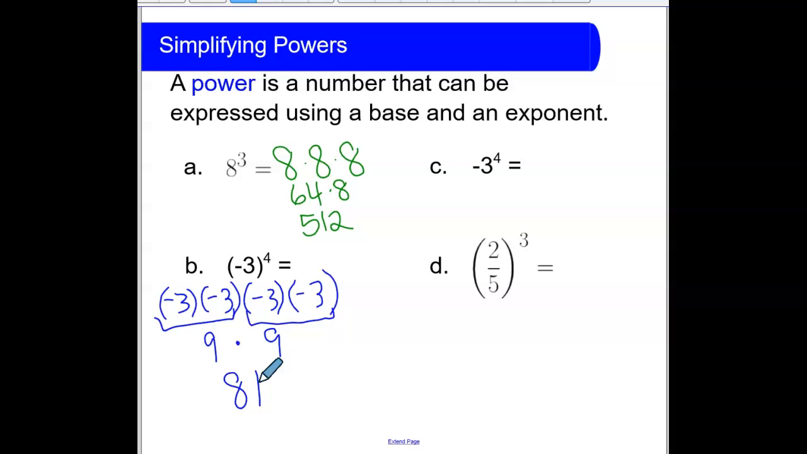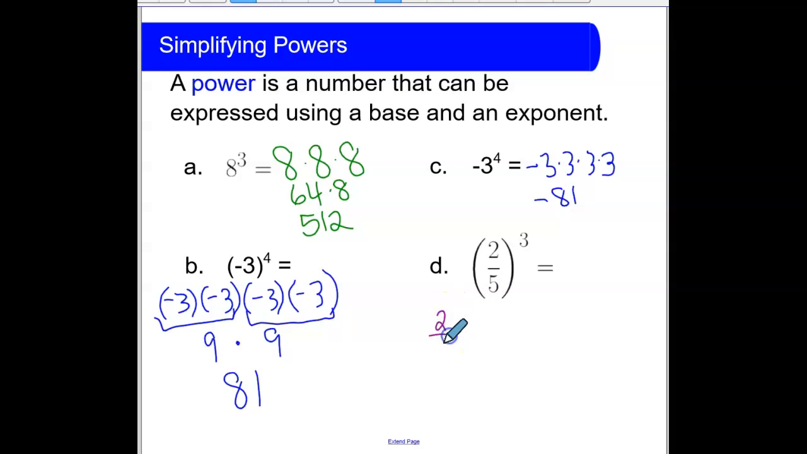Because that negative sign is not in parentheses, one way you can think about this problem is, what is the negative value of 3 to the fourth? Or what is the opposite of 3 to the fourth? So I'm going to think to myself, what is 3 to the fourth? 3 times 3 times 3 times 3. Well, we know that's 81, but I need the opposite value of 81. So C is -81.